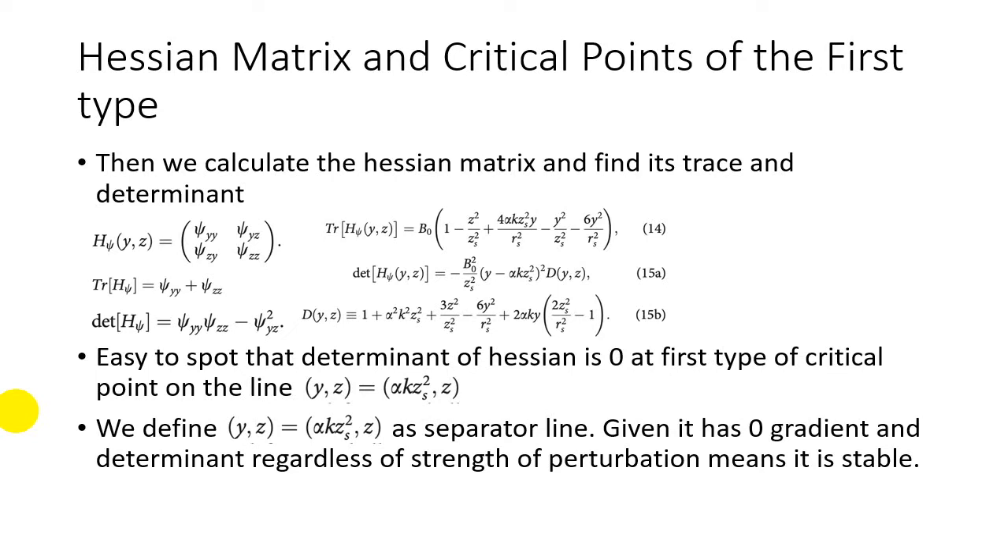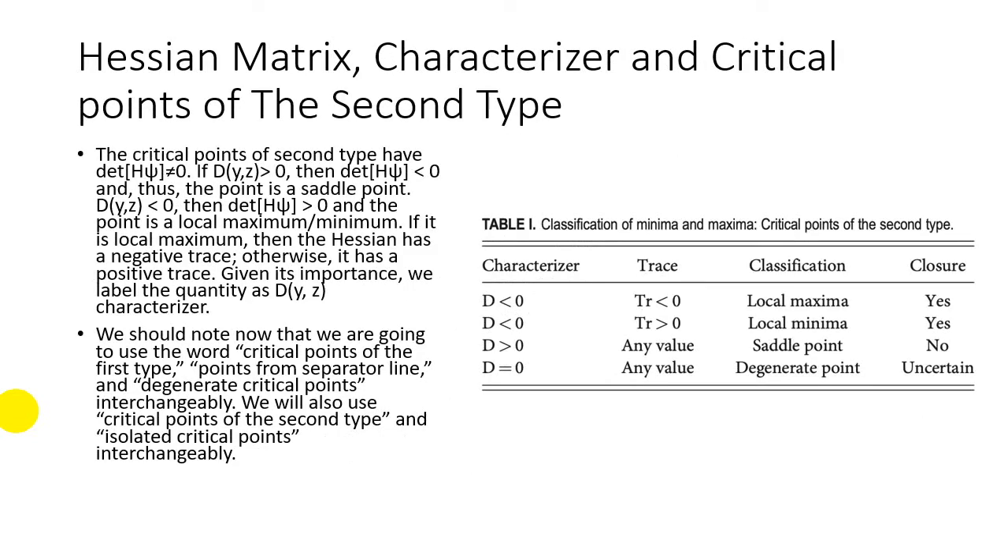When it comes to second critical points, they will never have y equal to alpha kz square, because that's defined as the first critical points. So as you can look into the chart, if the characterizer is less than zero and trace is less than zero, then it's a local maxima and field lines close. If the characterizer is less than zero and trace is greater than zero, then it's a local maxima. Obviously, closure happens. If the characterizer is greater than zero, trace can have any value and it's going to be a saddle, that horse-like shape. Closure doesn't happen because it's going to have this X-like structure. And if D is equal to zero, then anything can happen, and we will again have another degenerate case.